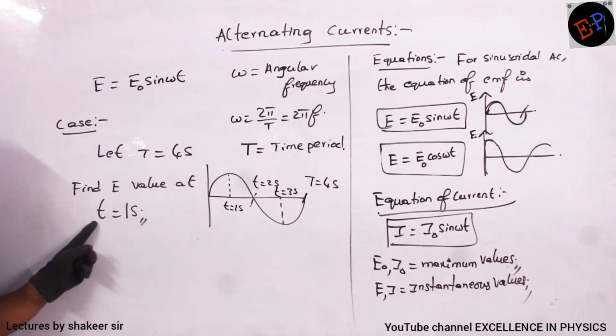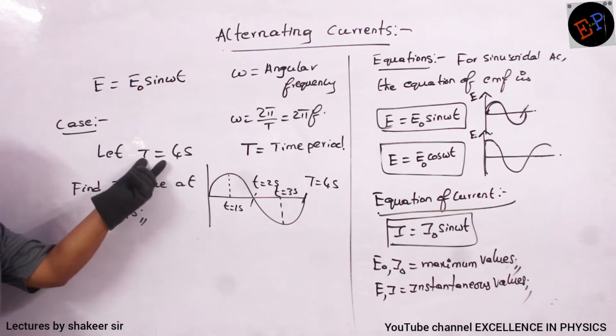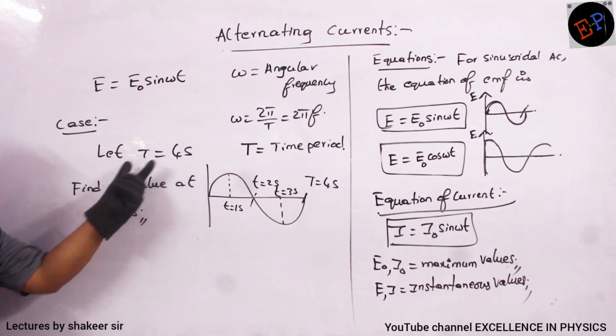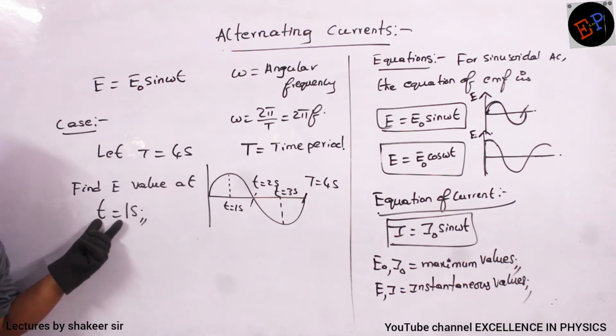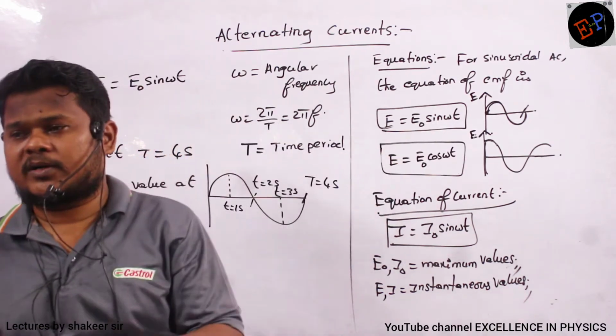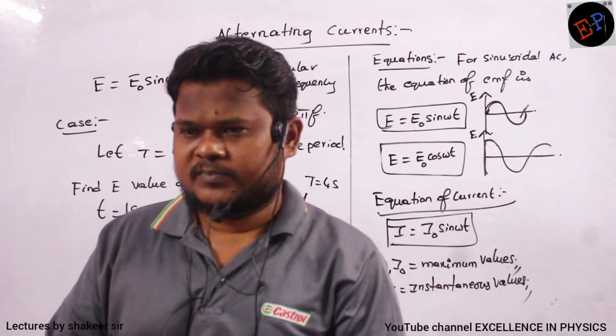Small t means instant of time. Capital T means total time period. Total time period is 4 seconds. Now at a time of 1 second, after I started observing this wave, I want to find out what is the EMF of this particular supply. Are you able to understand?